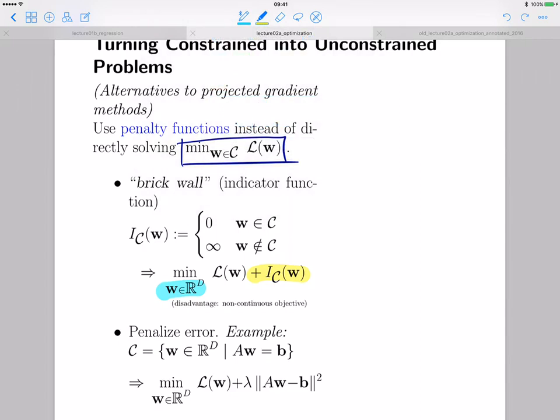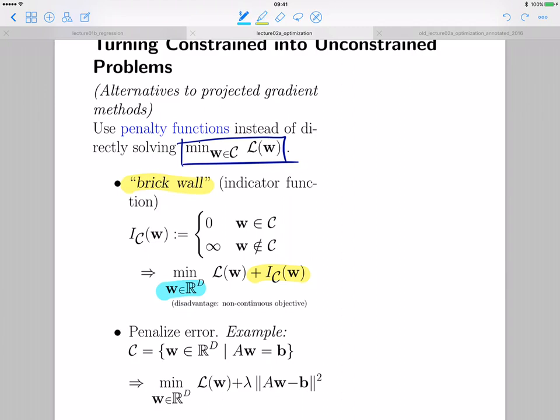Yes, so the concept makes sense, but now let's see more concretely how I would define such a penalty, as we call it. The easiest one is this one here. It's just a brick wall. The function is infinity when you're outside, so you have to pay infinitely much when you leave the set. That means you're just not allowed to be outside of it.